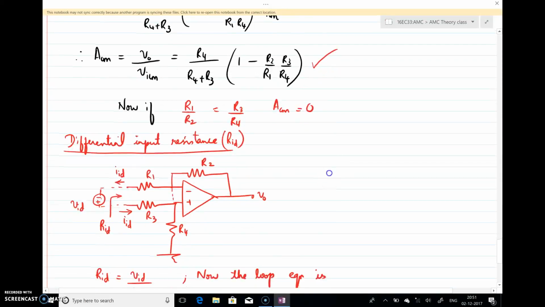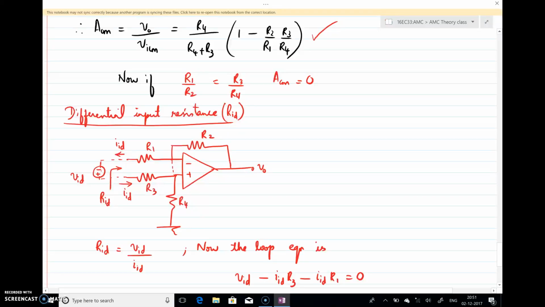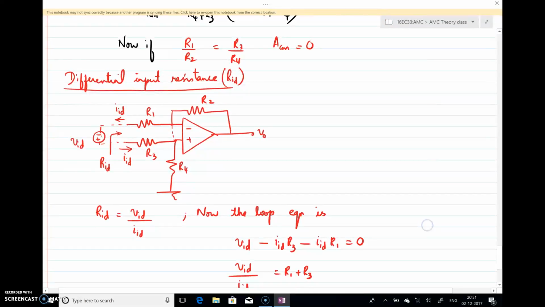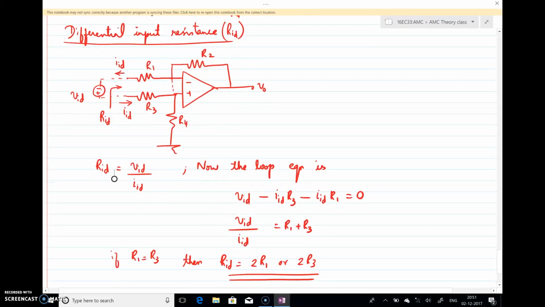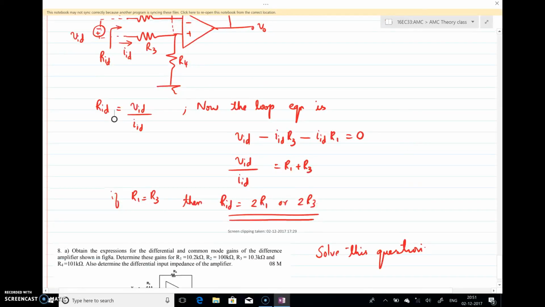And now for the same circuit, if I want to find the differential input resistance, I'll connect a source here to find the differential input resistance from this point. By connecting a source, the current IID is flowing here. By considering a virtual short here, the same current will be flowing across this loop. If I write a loop equation, VID minus IID into R3 minus IID into R1 is equal to 0, which gives VID by IID, the differential input resistance, as R1 plus R3. If both are the same, I can write the differential input resistance as 2R1 or 2R3.